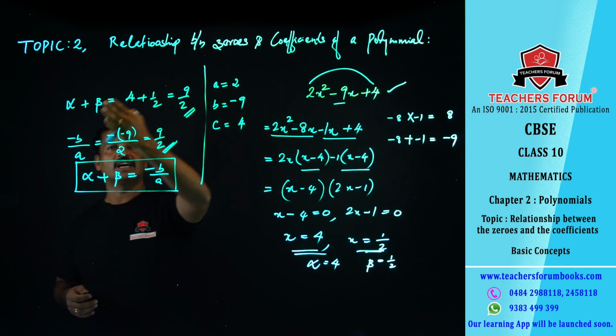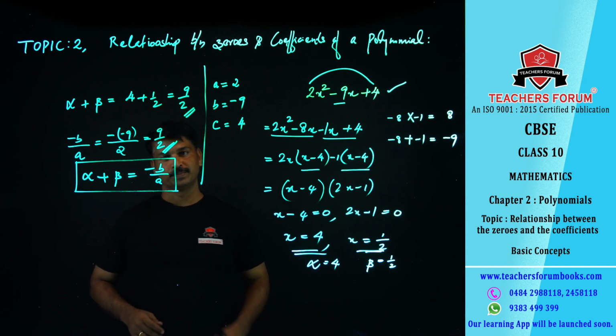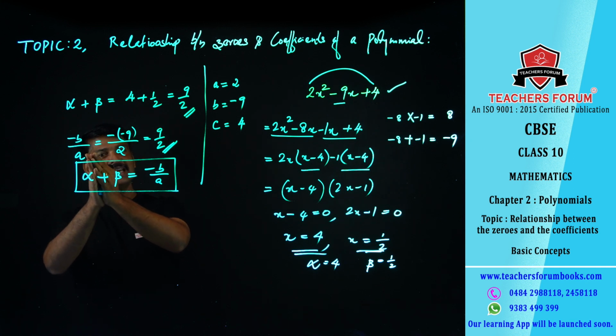In this problem, what is alpha plus beta? Alpha plus beta is equal to 4 plus 1 by 2, that is 9 by 2. Now let us find out what is minus b by a. What is b and a?